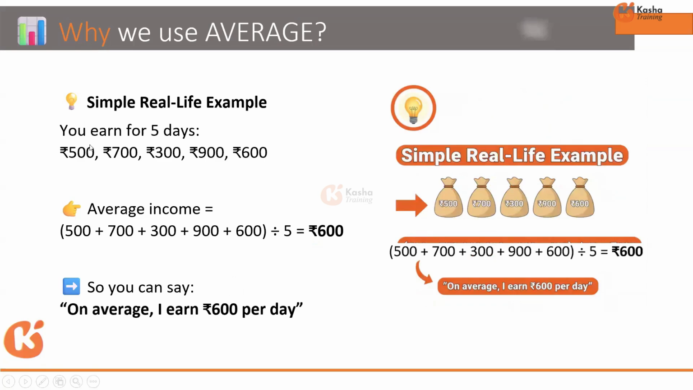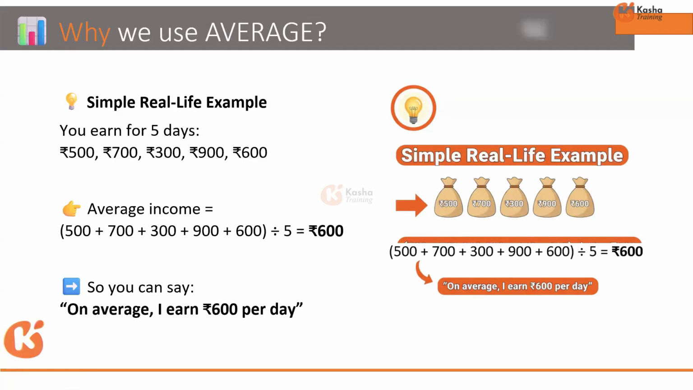You can also use average, for example, if in 5 days you have earned 500, 700, 300, 900, and 600, the average is 600. So if somebody asks you how much you earn, you can tell them that on average you earn 600 per day. So these are the purposes for which we figure out the average.